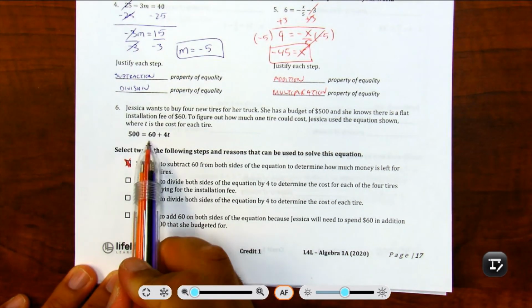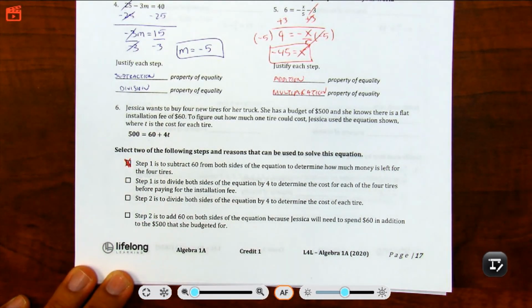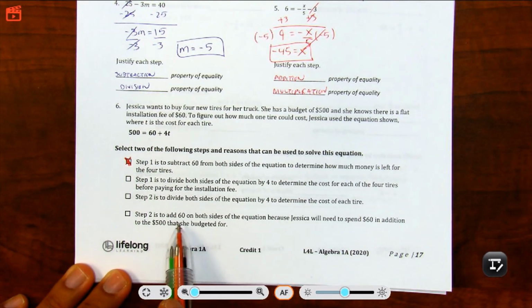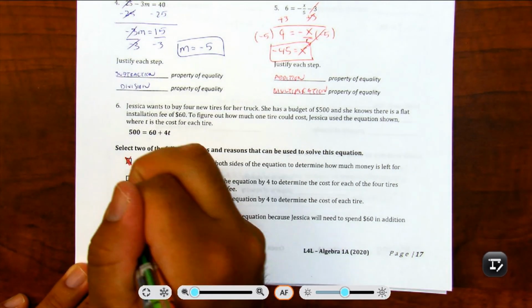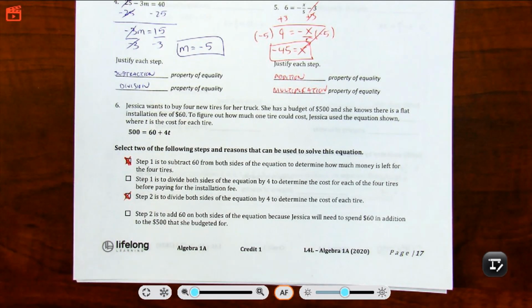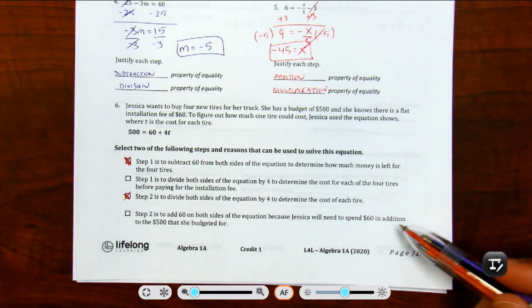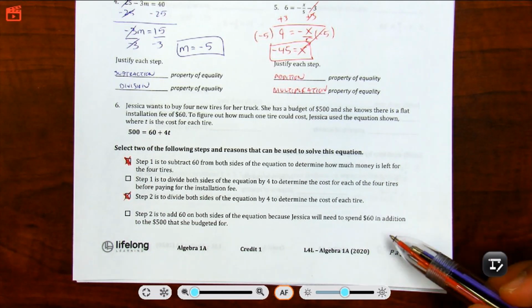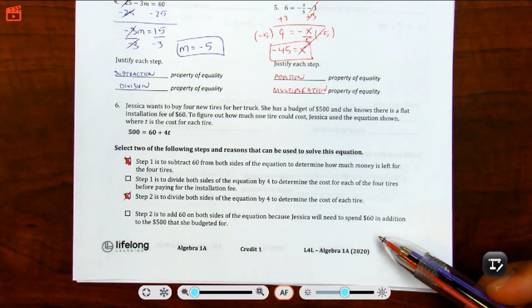Now, step 2 is to divide both sides of the equation by 4 to determine the cost of each tire. Or step 2 is to add 60. Now, we know we're not going to be adding 60 in step 2, so we have to divide both sides by 4. Now, the format for this question is a lot like how the questions are going to be on the test. So you're going to have to analyze an equation and select the correct steps to solving that equation.